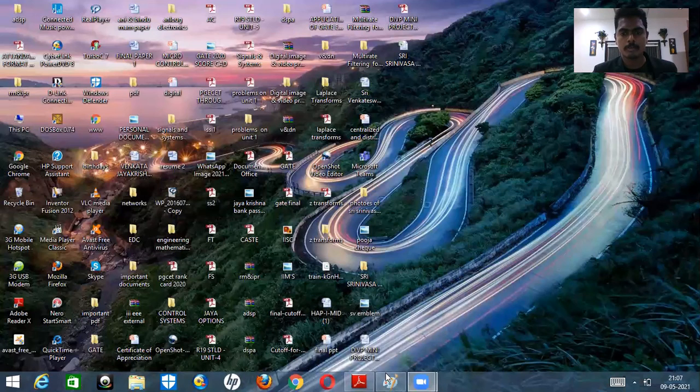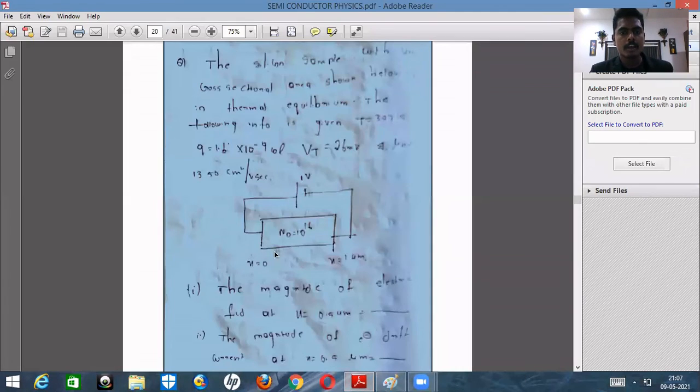So next we'll move on to the problem. So the magnitude of electric field at x is equal to 0.5 micrometer is dash. Okay, that we have already calculated, because the electric field intensity is same all through it, so that will be 10 power 4, right? So next, the magnitude of the electron drift current at x equal to 0.5. Since electric field intensity is constant all through the material, the drift current will also be same. So automatically 0.5 has no meaning, right?